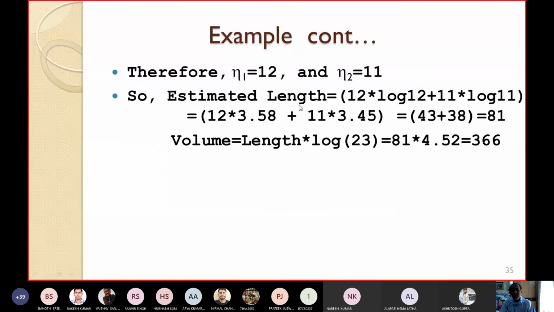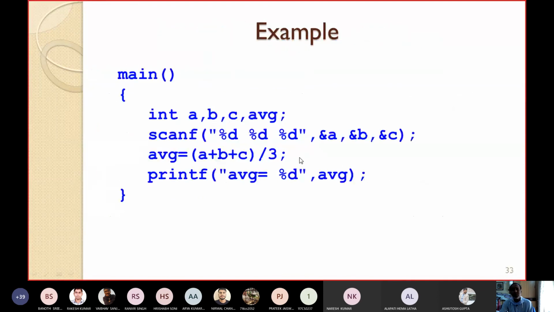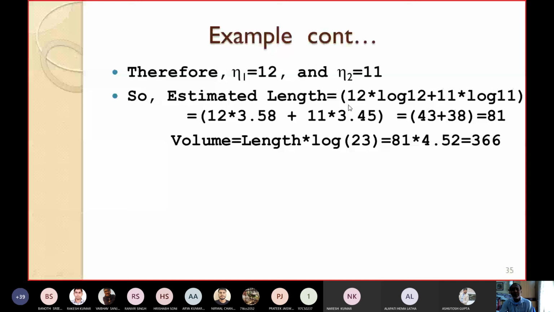So the estimated length is equal to how much? Again, I use this simple formula: eta 1 into log 2 eta 1 plus eta 2 into log 2 eta 2. Put the values: 12 into log 2 of 12, plus 11 into log 2 of 11. On further simplification, you can get 81. So the estimated length comes to approximately 81.